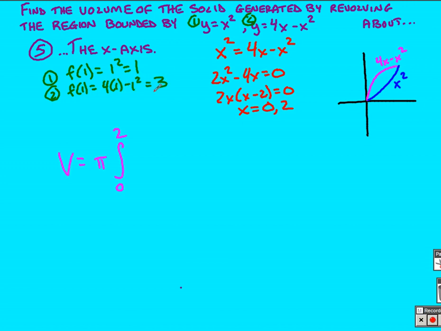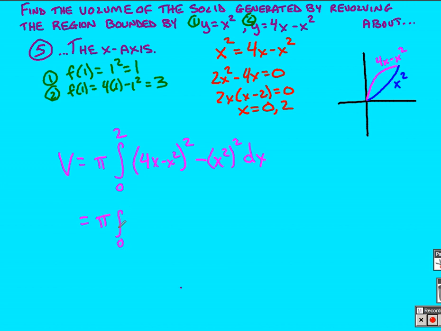So which one's on top? This guy out here, the 4x minus x squared. So that's what I need to put first. 4x minus x squared, that one gets squared. And now I'm going to subtract the other one. Subtracting x squared quantity squared dx. Now let's simplify this out.